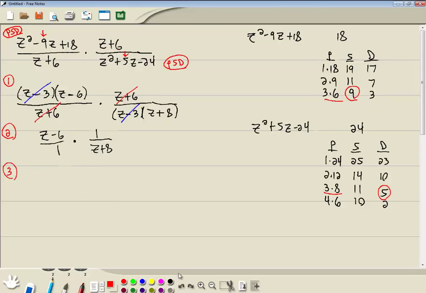And then step 3, multiply tops together, multiply the bottoms. So multiply the numerators. z minus 6 times 1 is just z minus 6. And multiply the denominators. 1 times z plus 8 is z plus 8. Again, we can't cancel the z's because not everything's multiplication. We got a minus and plus here. And that would be our answer.